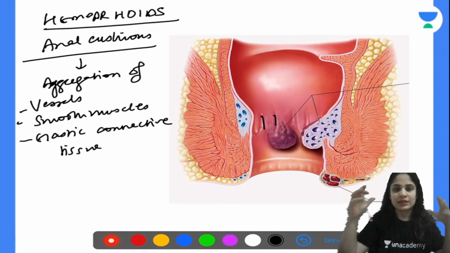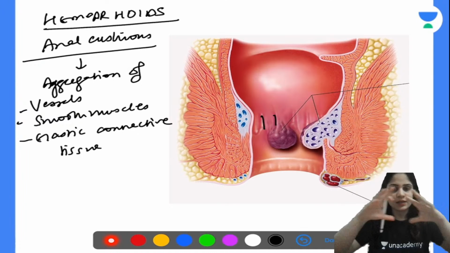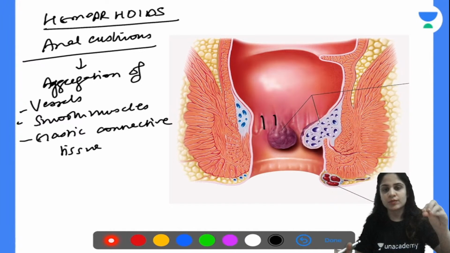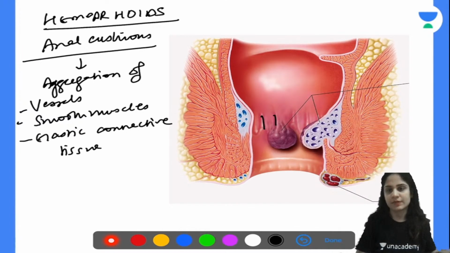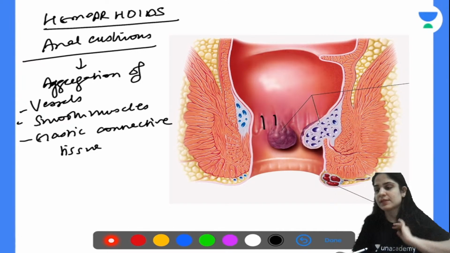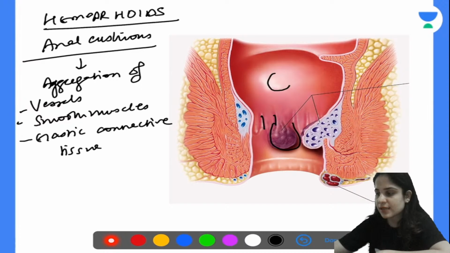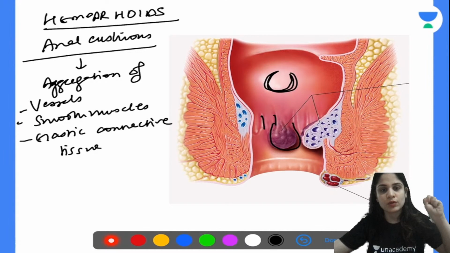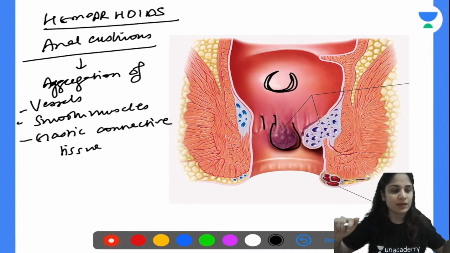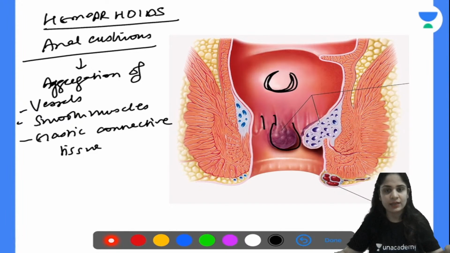Okay, so these are your anal cushions. They are an aggregation of your smooth muscles, elastic tissue, and blood vessels. All right. Now, what happens in case of hemorrhoids? In case of hemorrhoids, this anal cushion gets pushed down. Usually, it is above the dentate line, but when you are constipated and you strain a lot and there is chronic straining, there is downward sliding of these anal cushions.